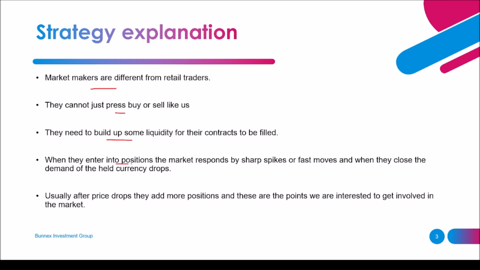So when they enter into positions, the market responds with sharp spikes or fast moves, and when they close, the demand of the held currency drops. We are saying the impulses on the upside or downside that we see on the charts usually are an indication of their involvement in the markets. If they press buy and manage to fill their contracts, you'd see the market making a fast move to the upside. And when they close some or all of their trades, we will see the demand of the held currency dropping, resulting in a price pullback.